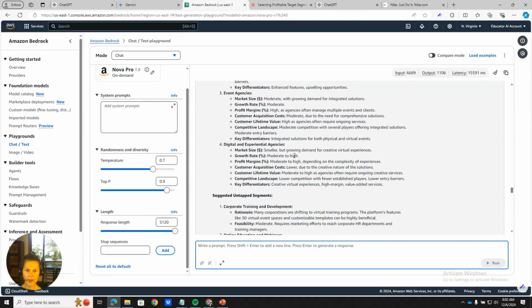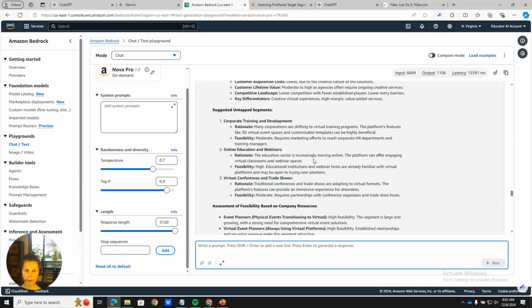The prompt has us also looking at, I love asking this question, what are some untapped segments? We have the obvious segments, but what are some that may not be so obvious where you think there's going to be some really good opportunity? And you can see here that good old Amazon Nova gave us a couple: corporate training and development. It also explains why it thinks that would be a good segment. Online education and webinars, and then virtual conferences and trade shows. So three untapped segments that maybe weren't mentioned above.